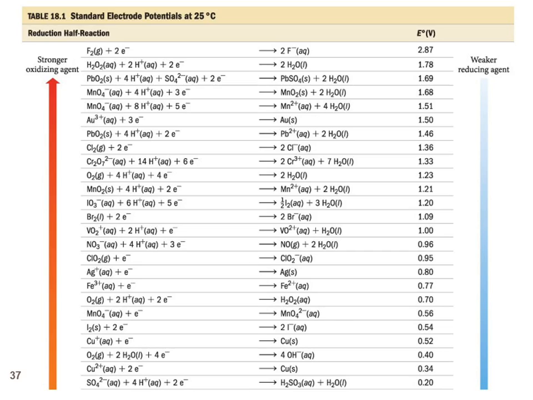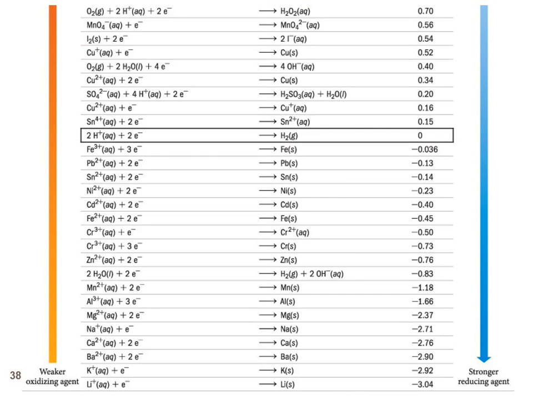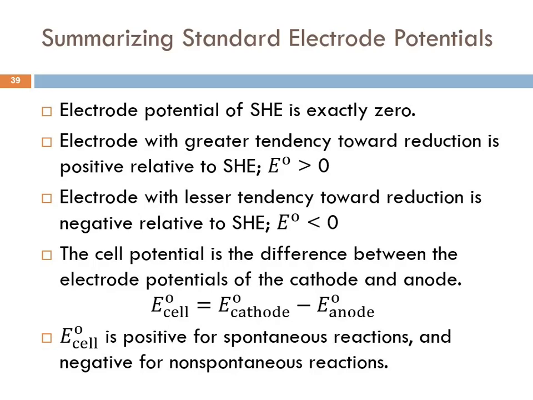So this is half of the table in your textbook showing half reactions. We've got arrows over here. These are stronger oxidizing agents. If they're stronger oxidizing agents, they are also weaker reducing agents. And they're listed in order of electrode potential. So this is the more positive electrode potential going down, and then as we go down further, they become negative. This is our point of reference, the standard hydrogen electrode in the middle. So we'll be referring to that table quite a bit.